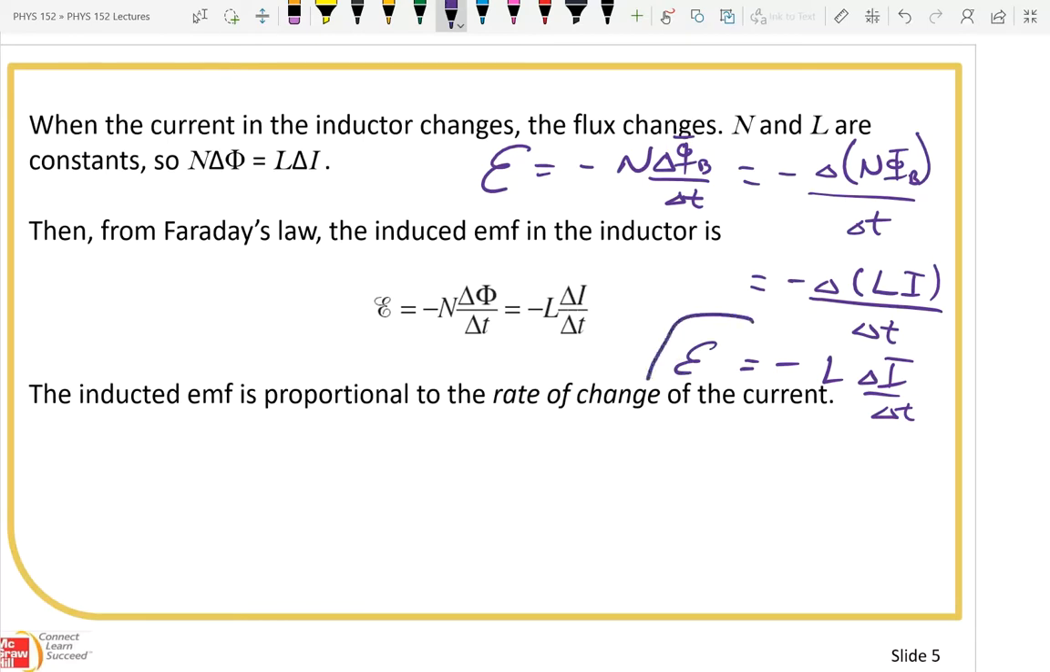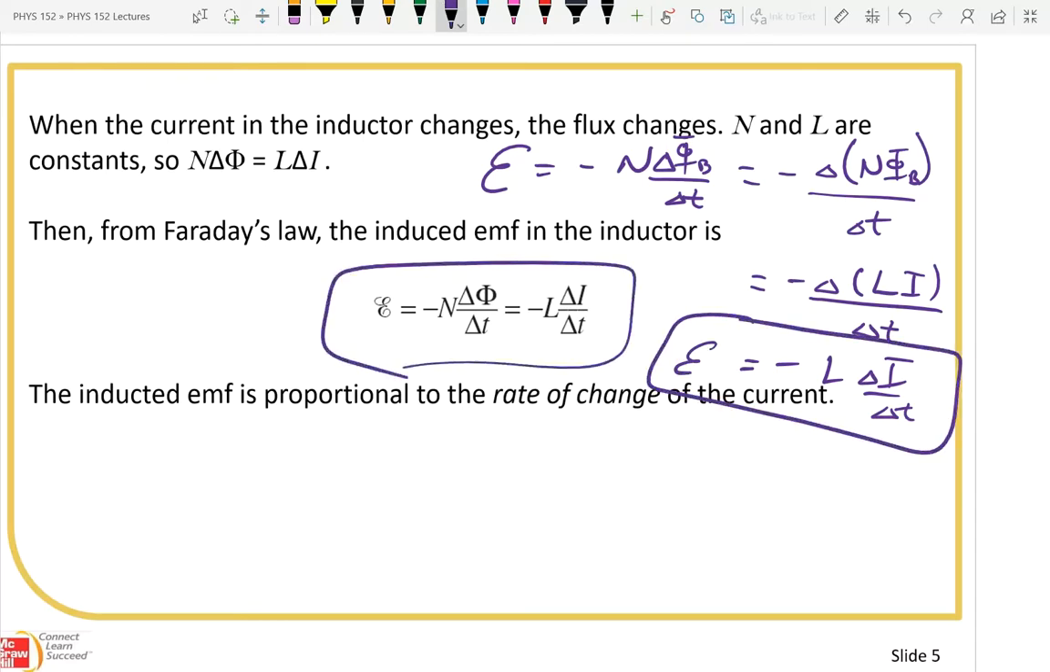And so the voltage drop across an inductor, and of course that's the same as this equation here, is proportional to the rate at which the current is changing. If the current's changing faster, you're going to have a bigger voltage drop. If it's changing more slowly, you're going to have a smaller voltage drop. And of course, it's proportional to the inductance.